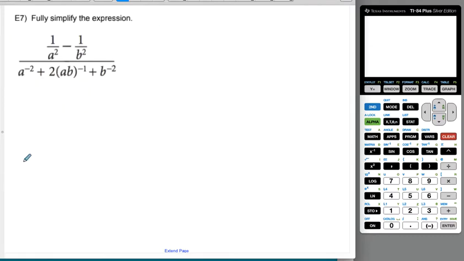All right, last example. All right, so we're asked to fully simplify this expression. So this is pretty ugly looking. There are a couple ways to deal with this, and one of the things I want to preface this with is that both options are right. It's just that I find one of them much, much easier.